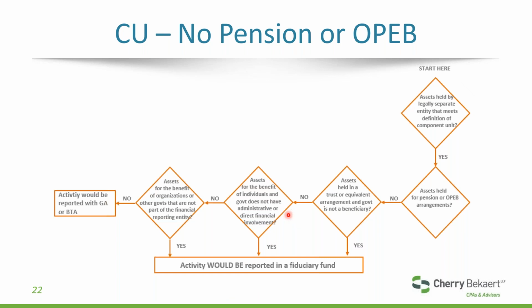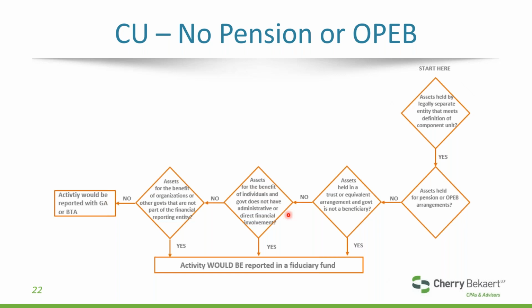A government would have administrative involvement if the government monitors compliance with the requirements of the activity that are established by the government or by some other resource provider, if the government determines eligible expenditures that are established by the government or some other resource provider, or if the government has the ability to exercise discretion over how the assets are allocated.